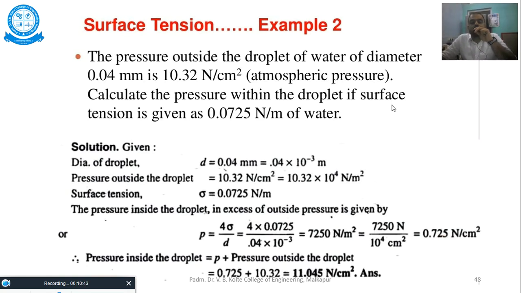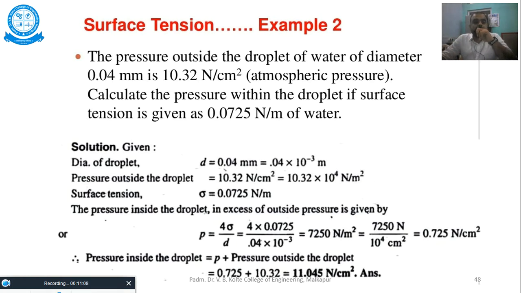Now see what is the statement of the next numerical here. The pressure outside the droplet of water of diameter 0.4 mm is 10.32 Newton per centimeter square, so convert this centimeter into meter, at atmospheric pressure. Calculate the pressure within the droplet if the surface tension is given as 0.0725 Newton per meter of water.